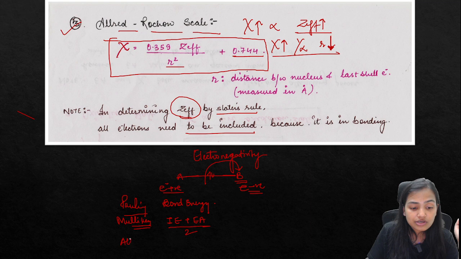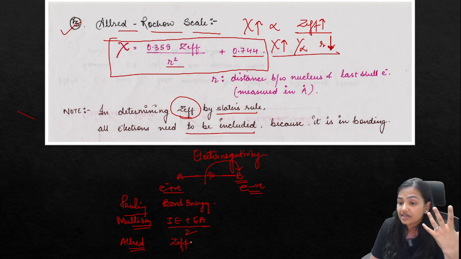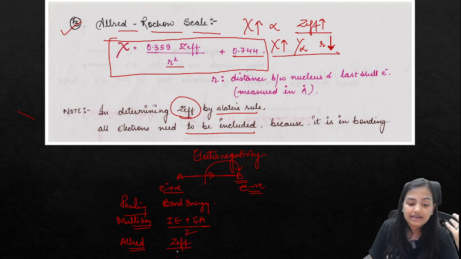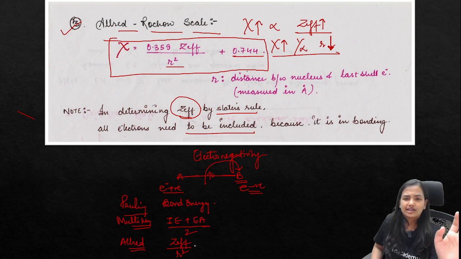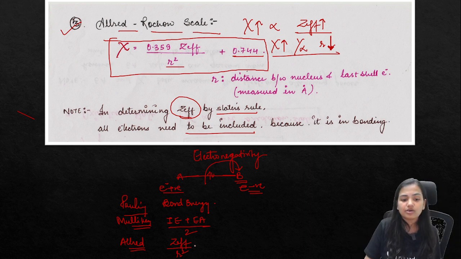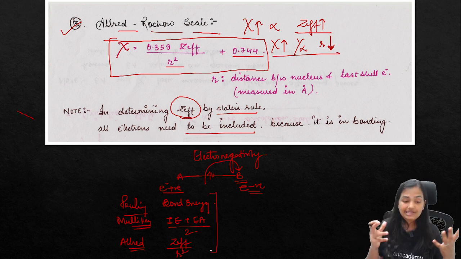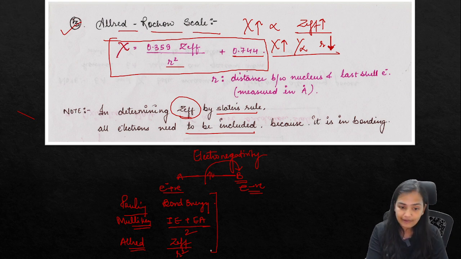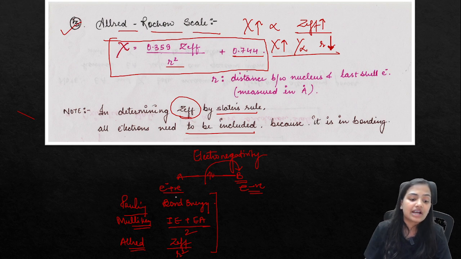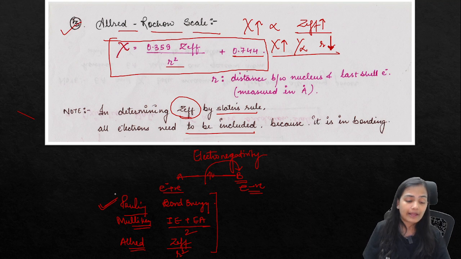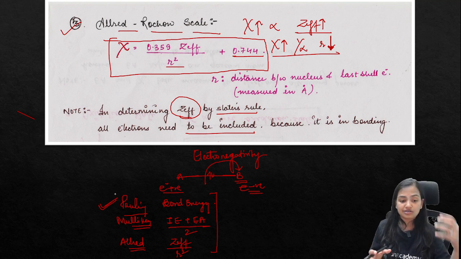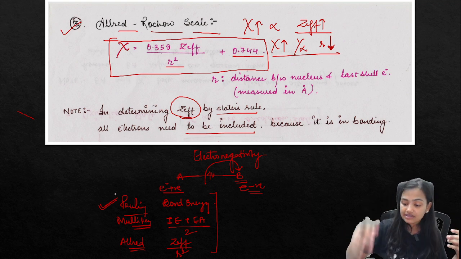And Allred-Rochow said that electronegativity would be directly proportional to Z effective, as the Z effective increases, and inversely proportional to the radius, that is r square. So you can go through with the expression. Ultimately, on such particular points they have given their definitions and their scales. The most used scale is basically the Pauling scale, and I told you Pauling's values are smaller as compared to that of Mulliken's values.